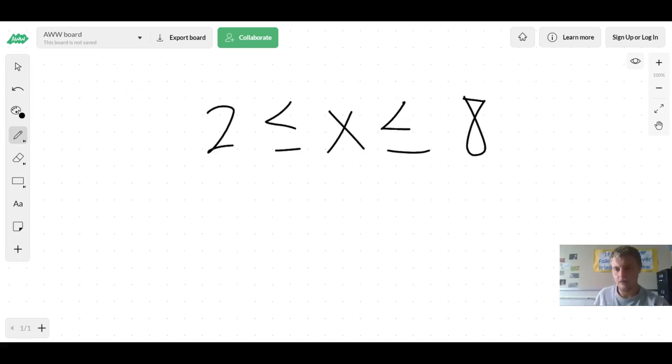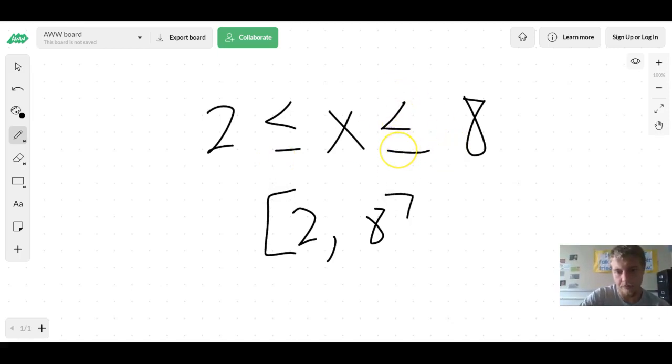Let's do another one. Okay, so the set notation for this thing, this goes from 2 to 8. This is a closed dot, so we would have a bracket, and this is a closed dot, so we'd have a bracket. So that would be our set notation. We go from 2 to 8, and these are both closed dots, denoted by the bracket.